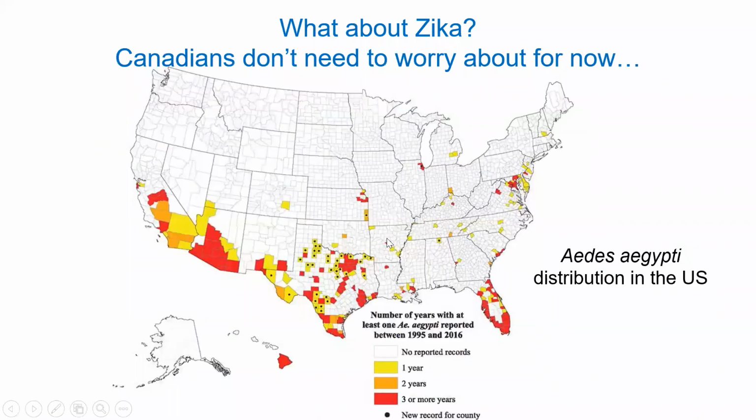So what about Zika, right? Are we going to get Zika up here? Probably not. We have winters, which helps us to get rid of certain species, and these mosquitoes tend to be a lot more sensitive to the cold.